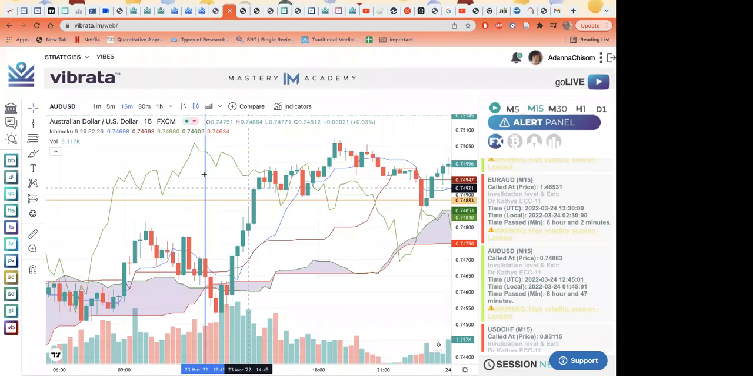So now you want to check the previous candle. What was the highest and what was the lowest? So this is our candle here. The previous candle, what was the highest, what was the lowest? So this was obviously the highest, right?